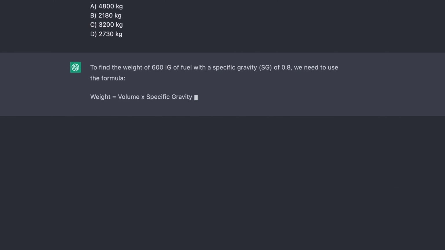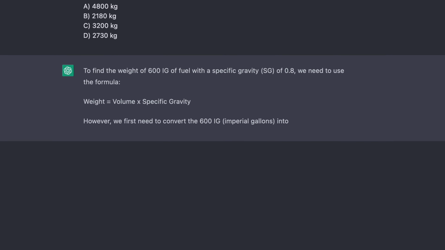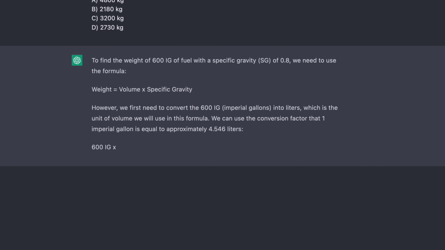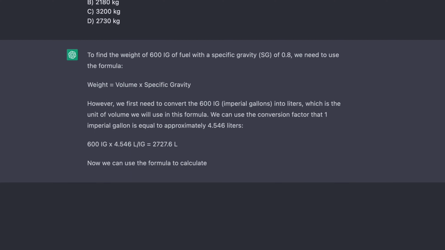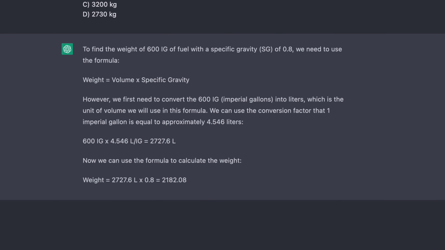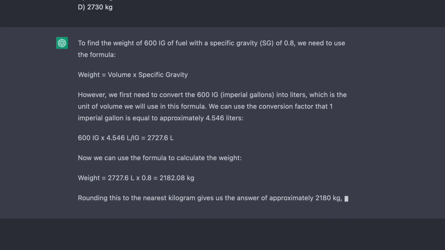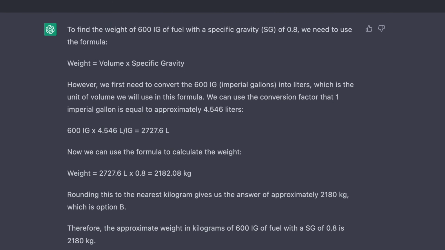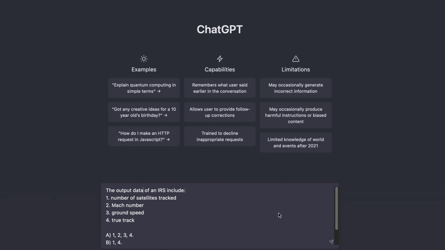Okay, to find the weight. Use the formula. Okay, it's doing it mathematically. No hands for a flight computer. Thank you, Captain Obvious. Okay. Option B. You got it correct. Good. Nicely done, Skynet. Next.